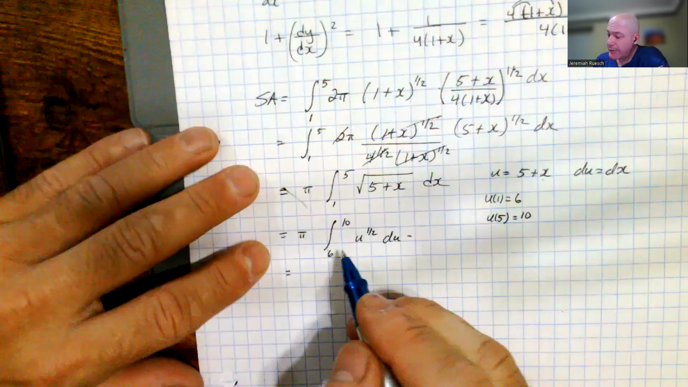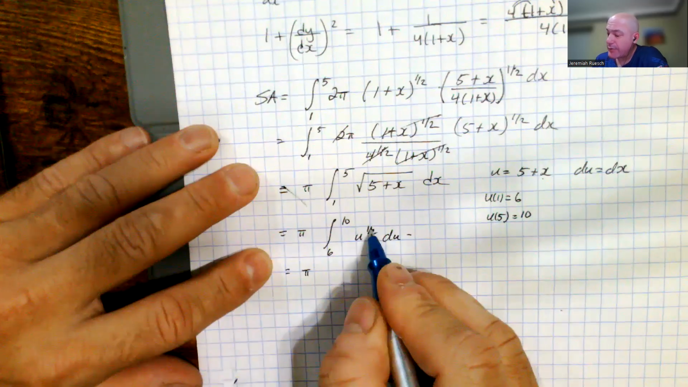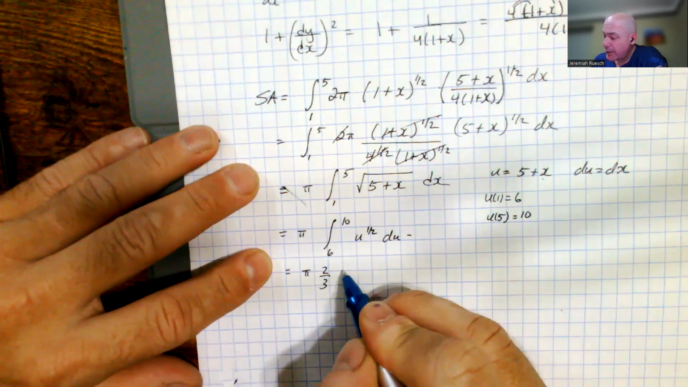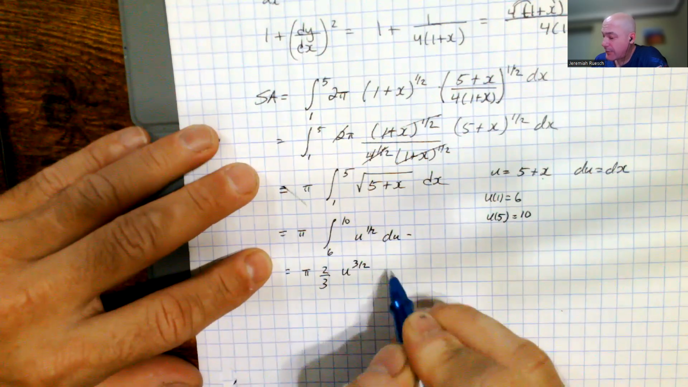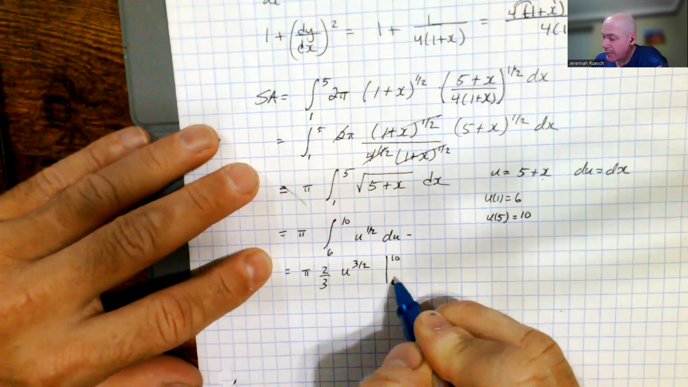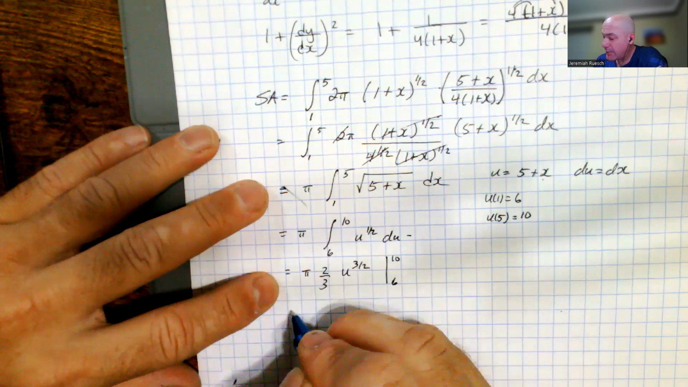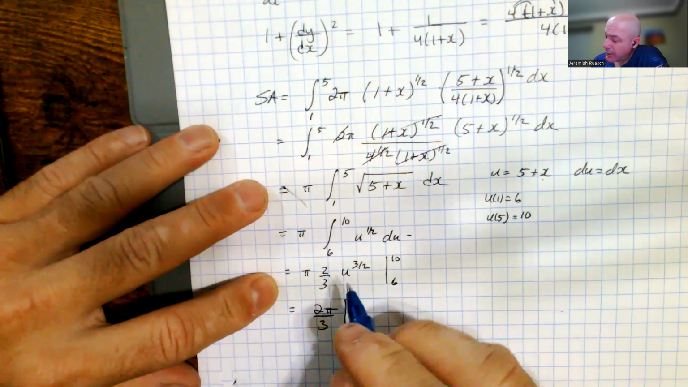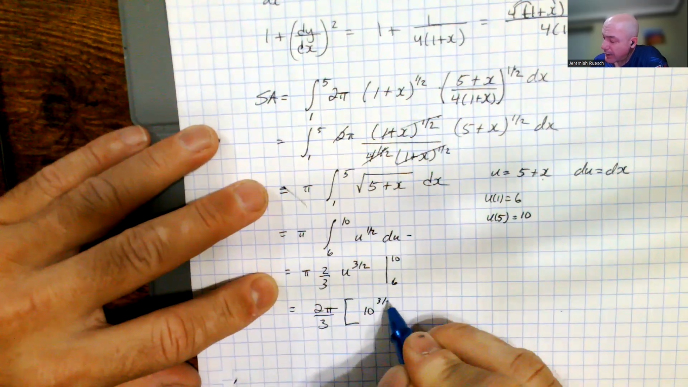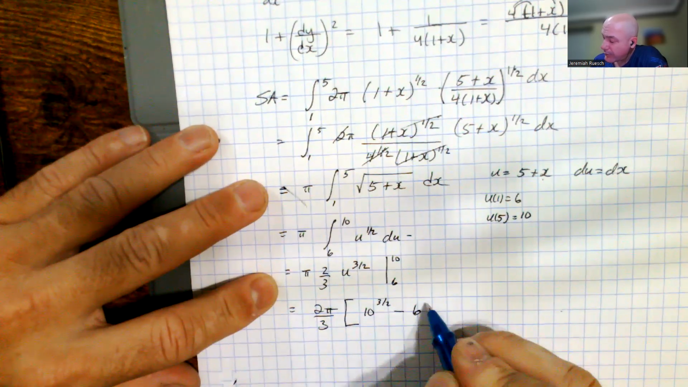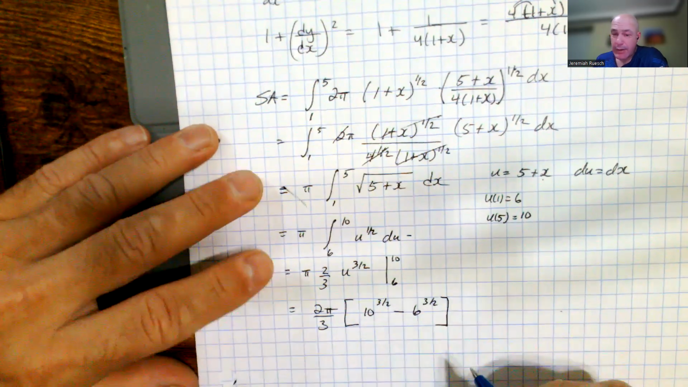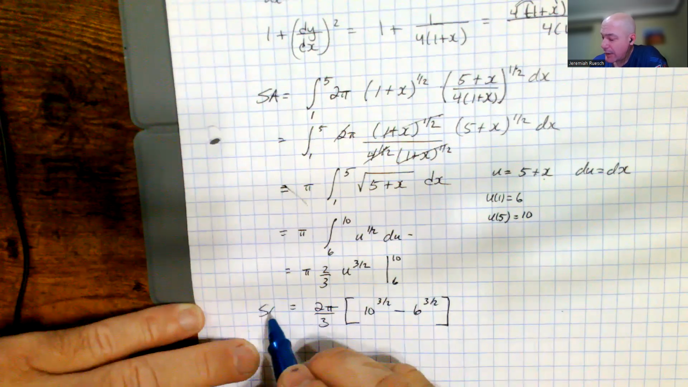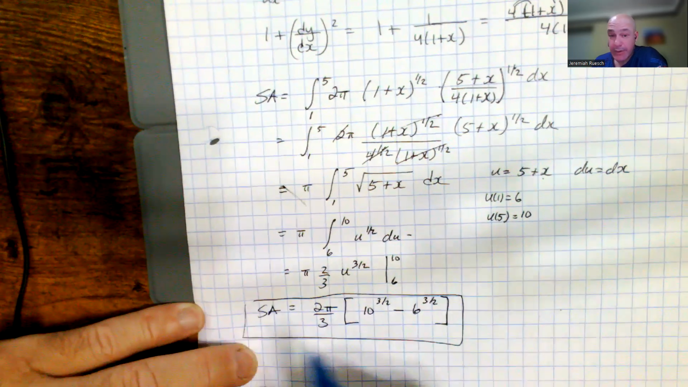Okay, adding 1 to the exponent and then dividing by it. So this is 1/2 plus 1 is 3/2, so we get 2/3. And then you get u to the 3/2 evaluated from 6 to 10. Okay, and then just plugging in, you get 2 pi over 3 times (10 to the 3/2 minus 6 to the 3/2). And there is definitely some further simplification that we could do. However, for the sake of sanity, we'll leave it there.